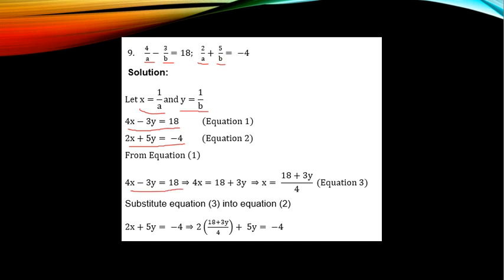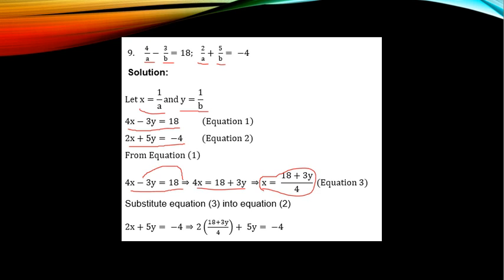I want to make s the subject, hence you transfer minus 3y to go and meet 18, which becomes 4s equals 18 plus 3y. To get s, divide both sides by 4. So s is equal to 18 plus 3y all over 4. You call this equation 3. So it is equation 1 that produced equation 3. The rule is that you have to substitute equation 3 into equation 2 to continue.